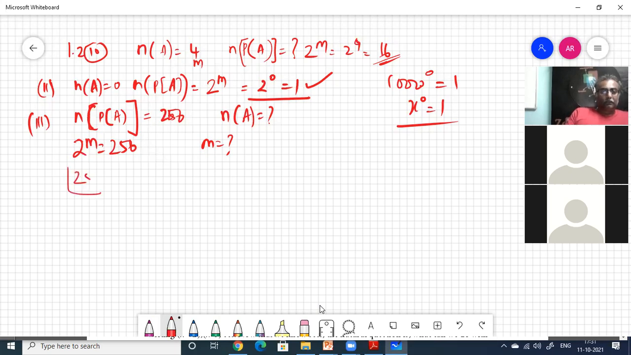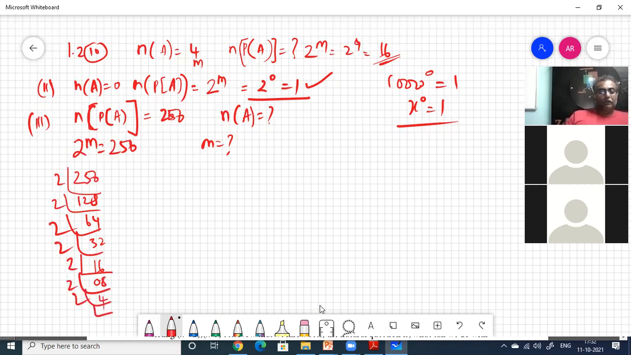Divide 256 and see. 128. Divide again, what will you get? 64. Divide again? 32. Again. Tell fast. 8. Again. 4. Again. 2, 1. No, you cannot do that.